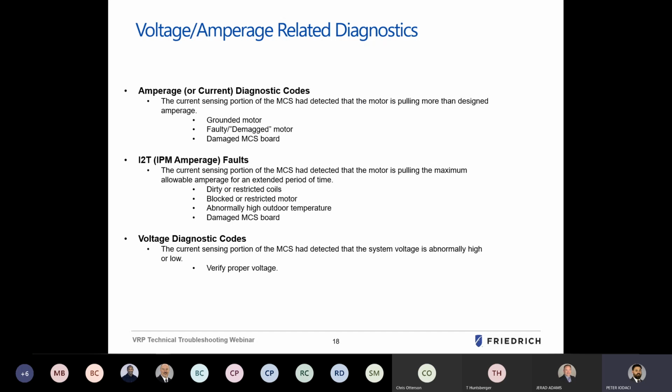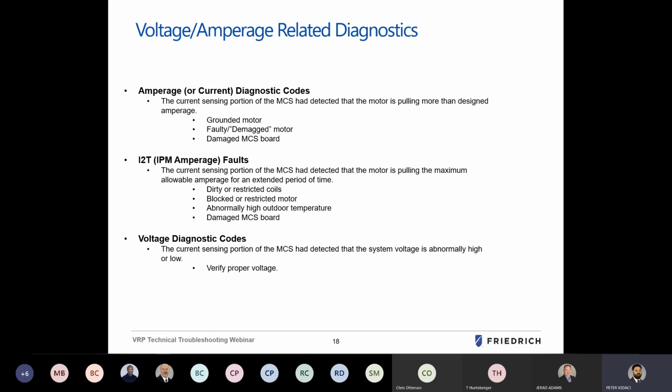So the second that we get a short to ground, you're going to get an error code. Now in a PSC system, if you were to get a short to ground, you would almost pop that breaker immediately. So just understanding how the VRP responds to those types of situations is going to point you in the right direction of maybe we should take a look at the motor, and then we should take a look at the board. So we're going to go over a couple of these diagnostic codes, and then we're going to go over how to troubleshoot them.